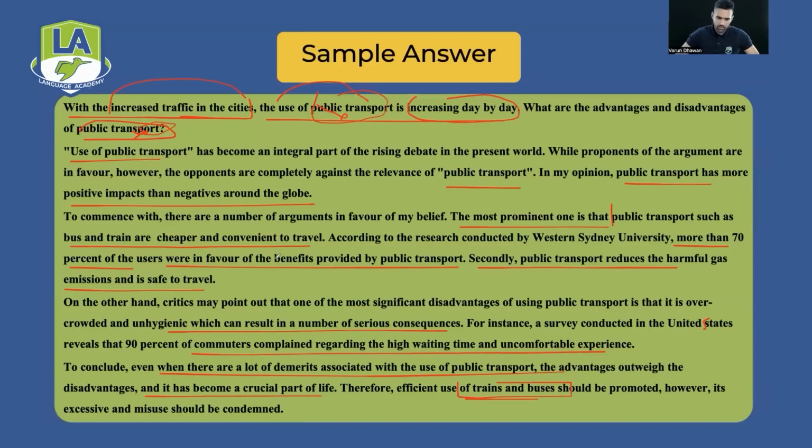Now, this is how you have to write an essay. As I've told you in the beginning, try to include all the keywords, all the main keywords. We have got public transport. We have not got increasing day by day because it's not a very important keyword, but yes, if you feel like, you can add this as well. And then we have got public transport from here as well. You could have included increased traffic in the cities as well. For example, you could have written increasing use of public transport due to increased traffic has become an integral part of the rising debate. You could have written that as well.